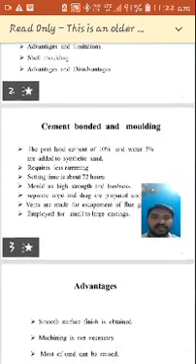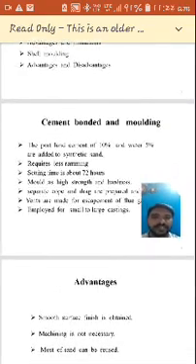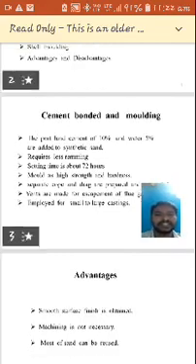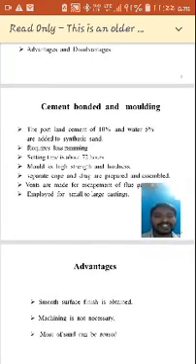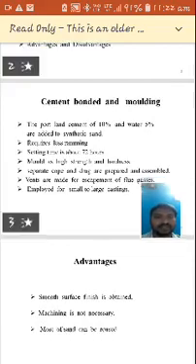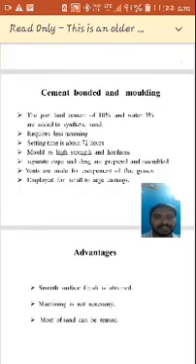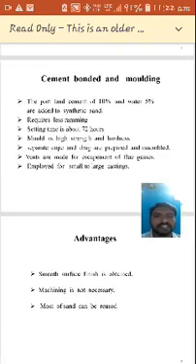Okay, so here we use Portland cement. In cement bonded molding, Portland cement of 10% and water 5% are added to the synthetic sand. It requires less ramming. Why? Because we use cement, which is strong, so it will easily compact. The setting time is about 72 hours.